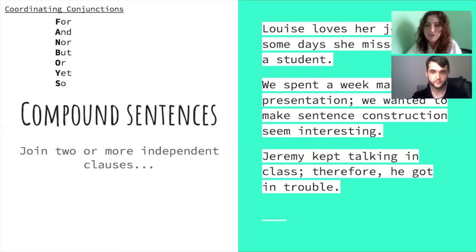Another example of the way we can join them together would be with a semicolon and a conjunctive adverb. As in the third example here, we've got Jeremy kept talking in class, semicolon, and then the conjunctive adverb, therefore he got in trouble. In this example, the conjunctive adverb links the two independent clauses together. It makes it clear why we put them together and somehow joins them. Therefore he got into trouble. This is the reason that he got into trouble. Okay, fantastic.